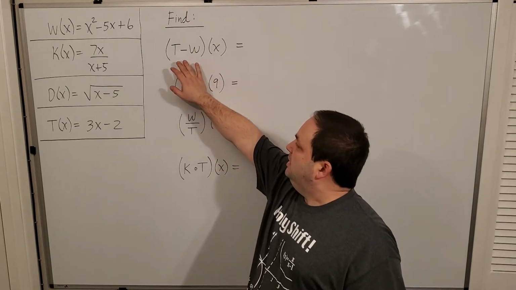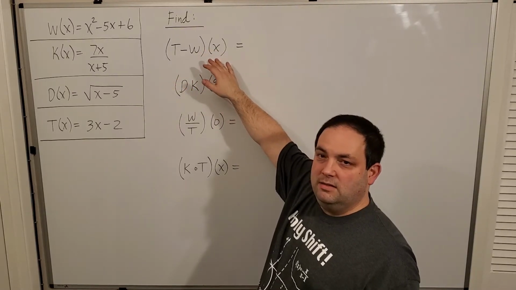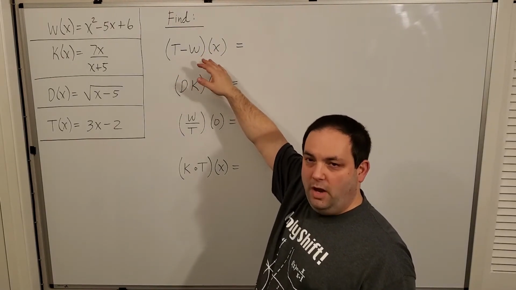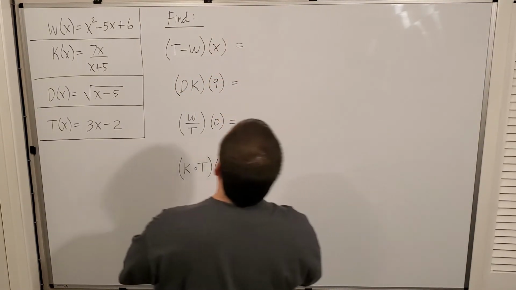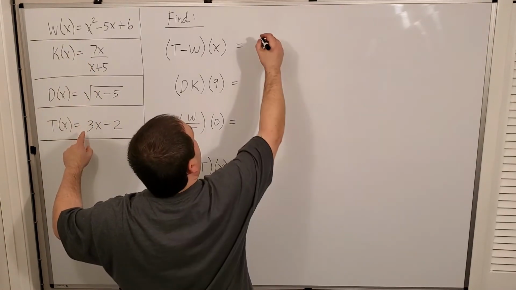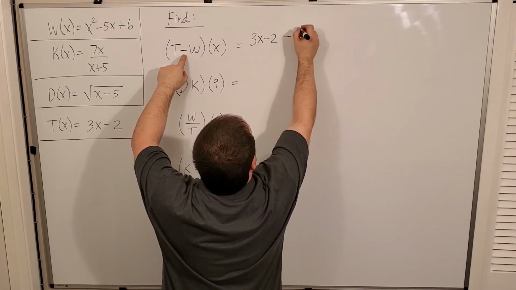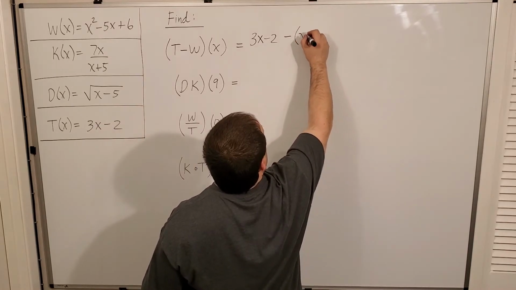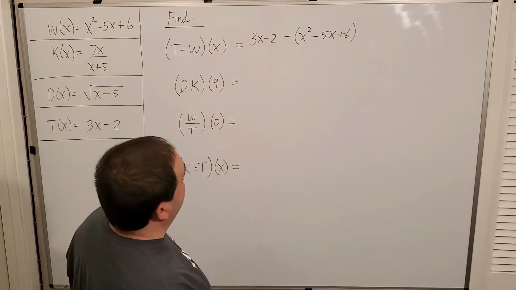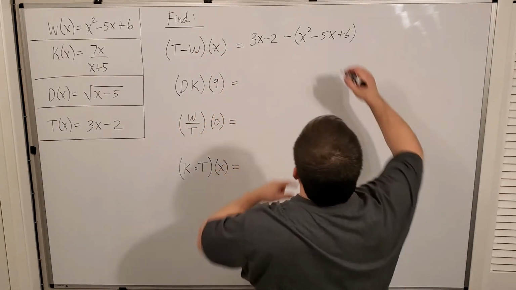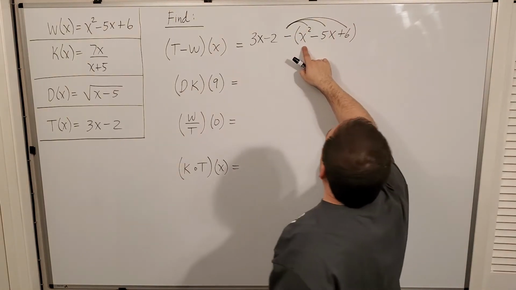For example, t minus w of x. Do not say that this is t of x, t times x minus w times x. That's not what this is. T minus w of x. It just means that I'm going to take the t function, okay, 3x minus 2, and I'm going to subtract the w function, x squared minus 5x plus 6, like so. Okay, so I'm going to distribute this negative, which is going to give me negative x squared.